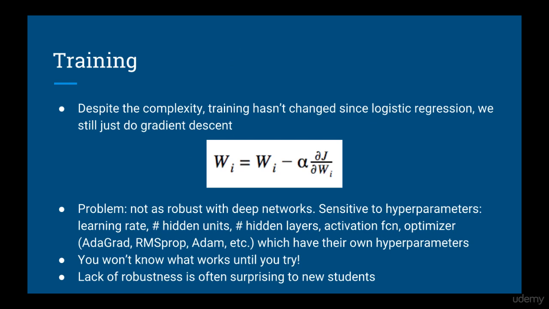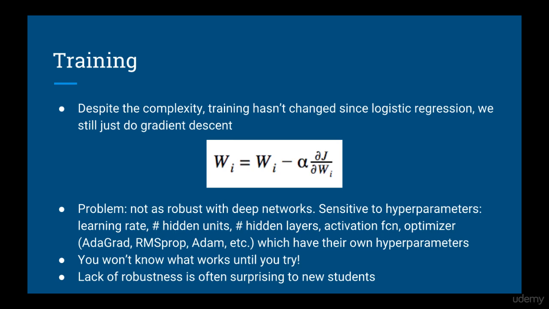Despite all this apparent complexity, the training algorithm for neural networks hasn't changed fundamentally since we looked at logistic regression. We've made some improvements here and there, but at the core we are still just doing gradient descent. One problem with gradient descent is that it's not as robust with neural networks as it is with logistic regression and linear regression. It's very sensitive to hyperparameters, especially when you have very big networks. There are a lot of different choices you have to make when it comes to neural networks, and it's not clear what works and what doesn't until you try.